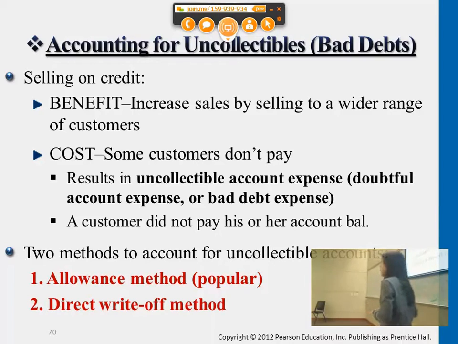So the cost would be that it's risky, in a sense. Some customers may not be able to pay the money at all later on. Okay, so the cost here is that when some customers don't pay, it results in uncollectible account expense, or we call this doubtful accounts expense, or bad debt expense. All these terms are interchangeable terms that relate to the uncollectible term.